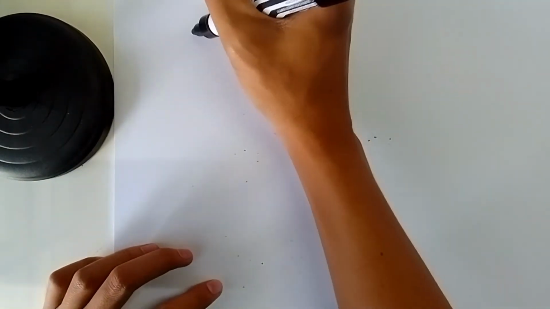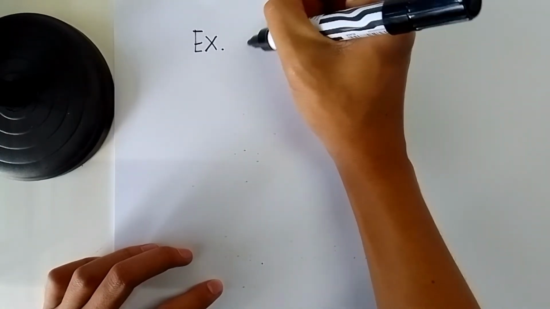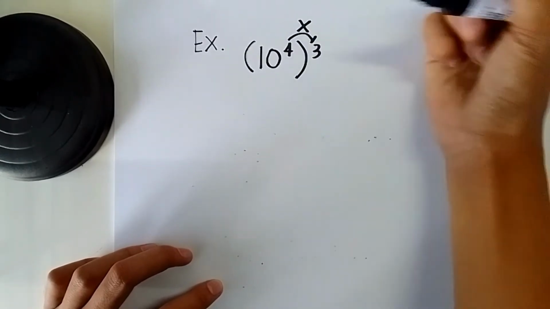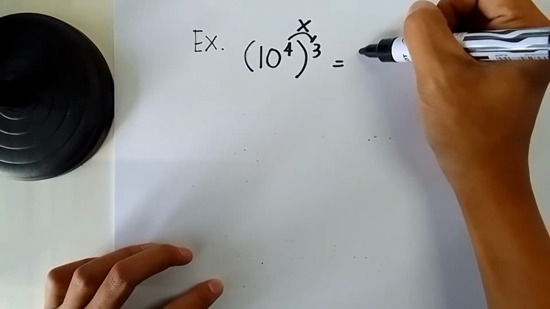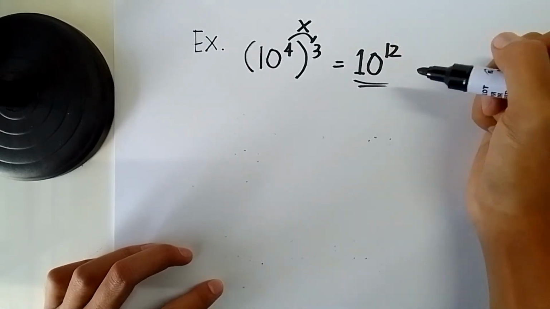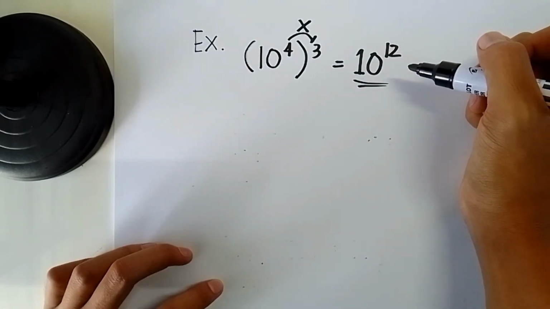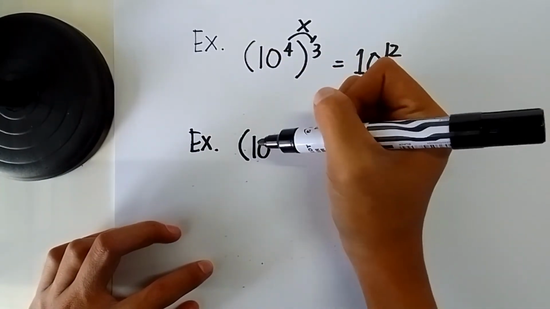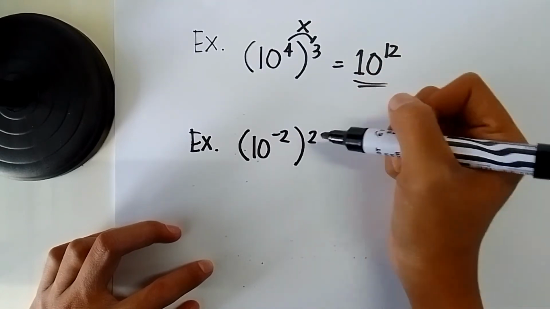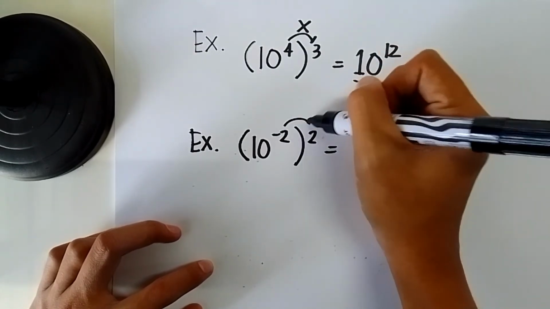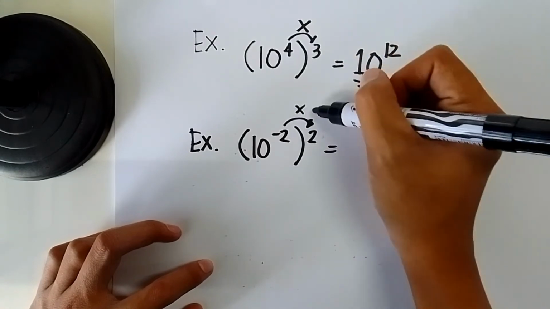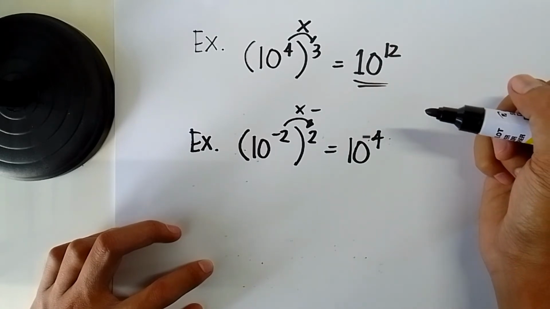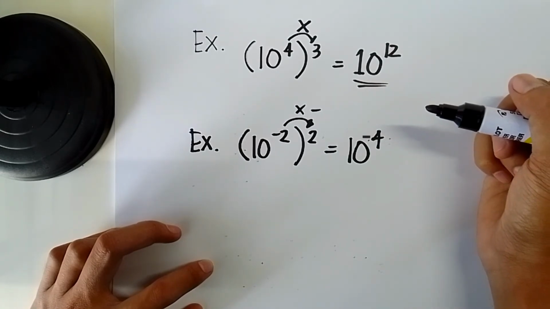In an exponential expression raised to a power, multiply the two exponents. For an example, 10 raised to the power of 4, all raised to the power of 3. So we just simply multiply the exponents. So the answer is 10 raised to the power of 12. In an exponential expression raised to a negative power, multiply the two exponents. The exponent will have a negative sign. For example, 10 raised to the power of negative 2, all raised to the power of positive 2. So simply multiply the exponents, and the exponent should be negative. So the answer is 10 raised to the power of negative 4.